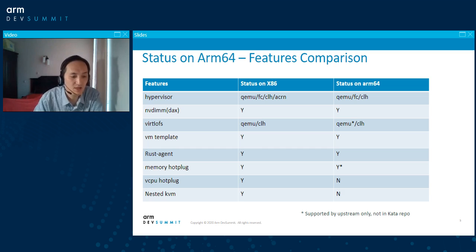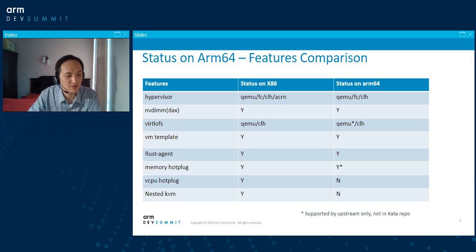And the Rust agent is to rewrite the Kata agent with the Rust language. And the Kata runtime will start a virtual machine with limited resources at the beginning, and then use hot plug to acquire more resources. But currently, memory hot plug, especially ACPI-based memory hot plug, is supported in the upstream kernel and QEMU, but it needs some time to introduce it into the Kata project. The vCPU hot plug patch is under upstream review on Arm64.